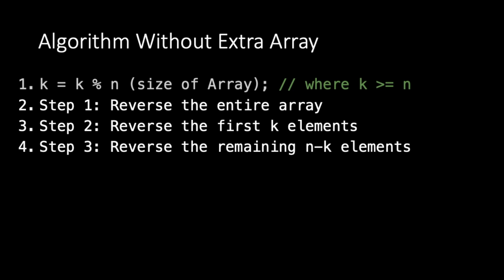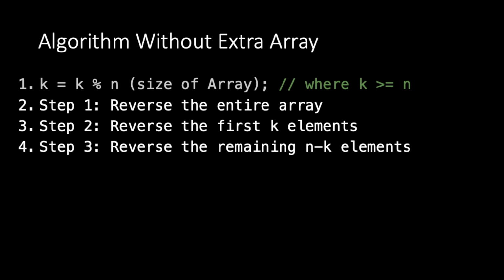Okay, so first thing is, initially we will calculate the size k by k modulo n. Okay, why are we doing modulo n? Because we are handling a case where the size of k is greater than or equal to n, that is the size of the array. So basically in this algorithm we will do 3 reversals.